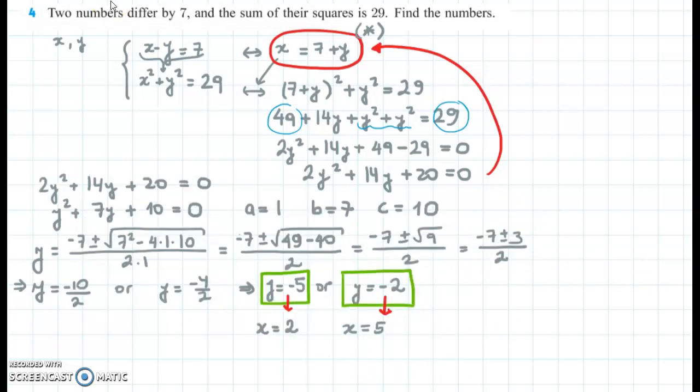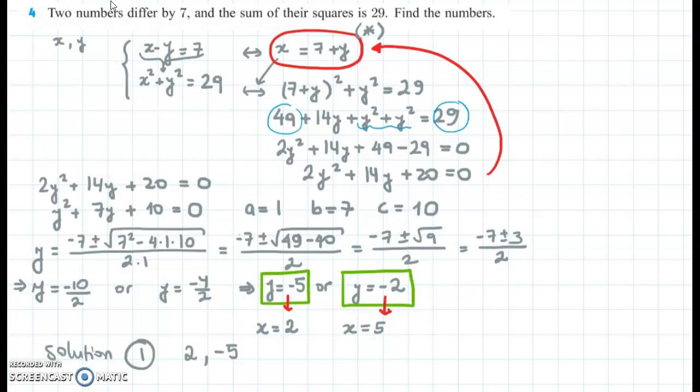So we're getting two possible solutions. One solution could be that one of the values is 2 and the other one is negative 5. And notice that when I wrote the equations first, I said x minus y is equal to 7, not y minus x is equal to 7. So in this case, we are saying the first value is 2, the second value is negative 5.